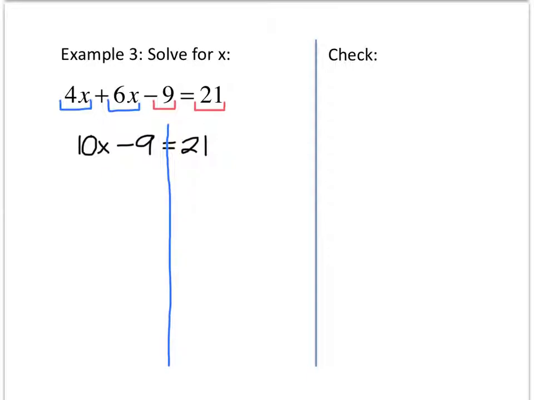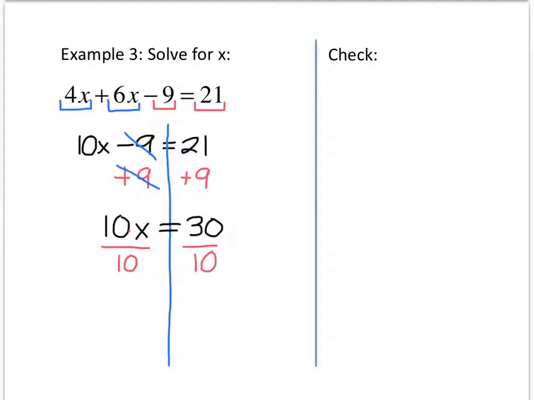And I'm going to apply the inverse of subtraction first, which is addition, adding 9 to both sides, leaving me with just 10x because -9 and the +9 add to 0. And then this is going to be equal to 21 plus 9, which is 30. And now the only thing we need to simplify is getting rid of the 10. Since 10 is being multiplied by x, I want to apply the inverse of multiplication, which is division.